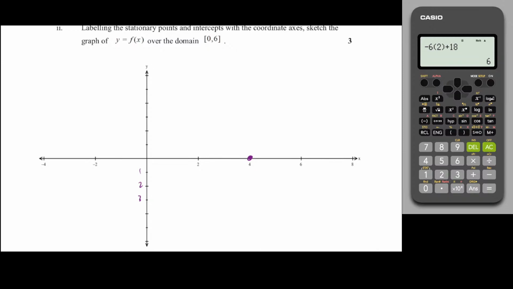1, 2, 3, 4, 5. Make it negative. Make it rain, boys.